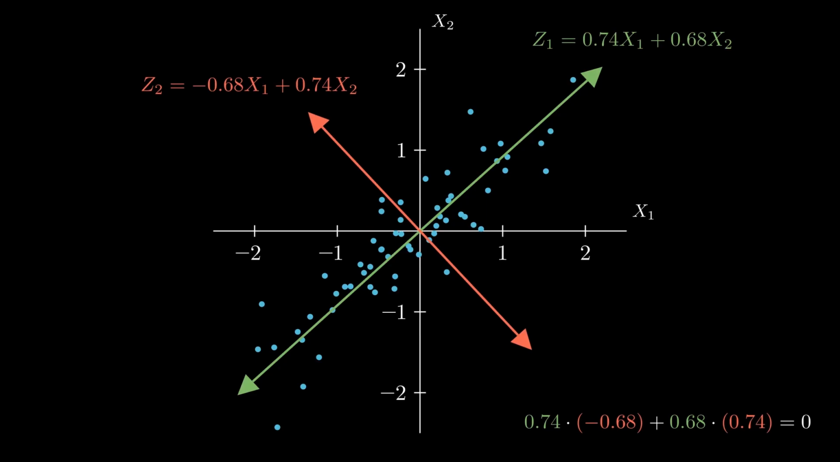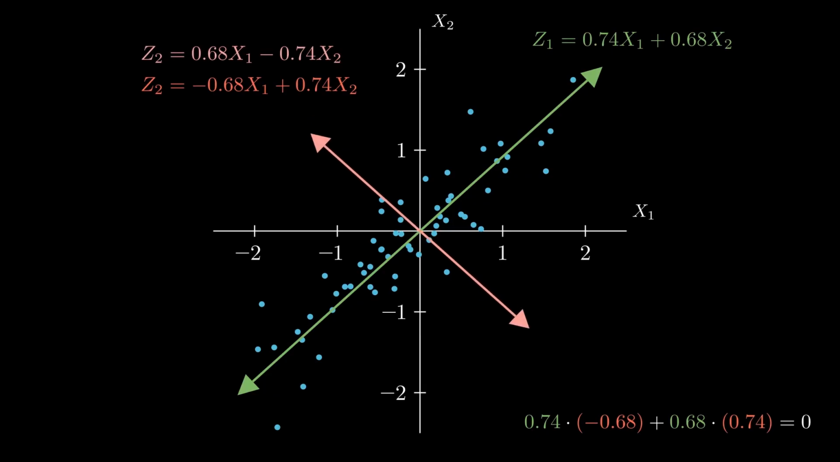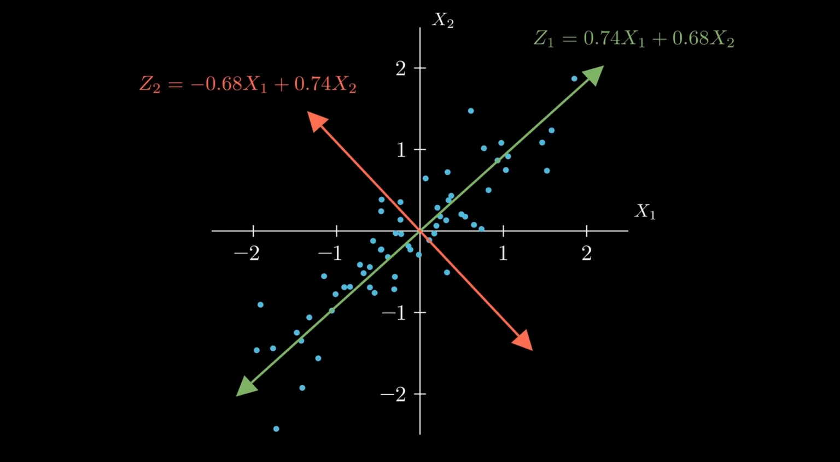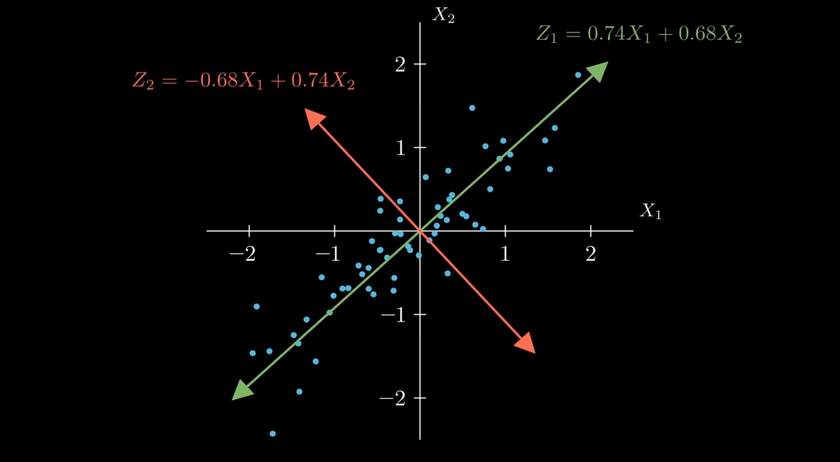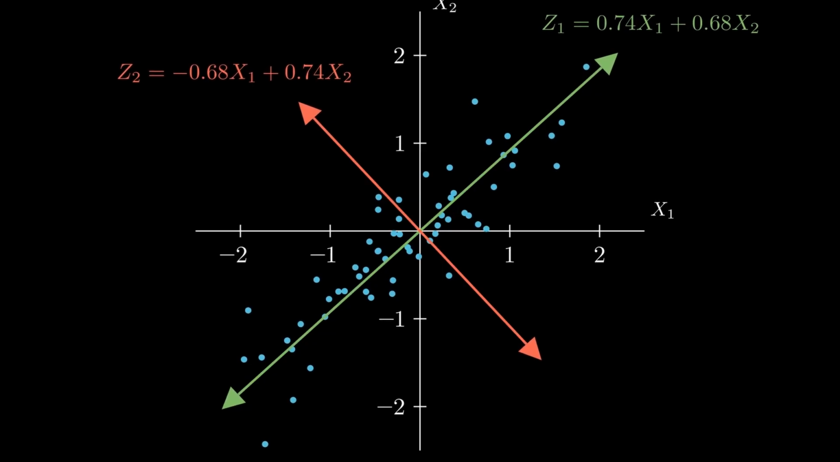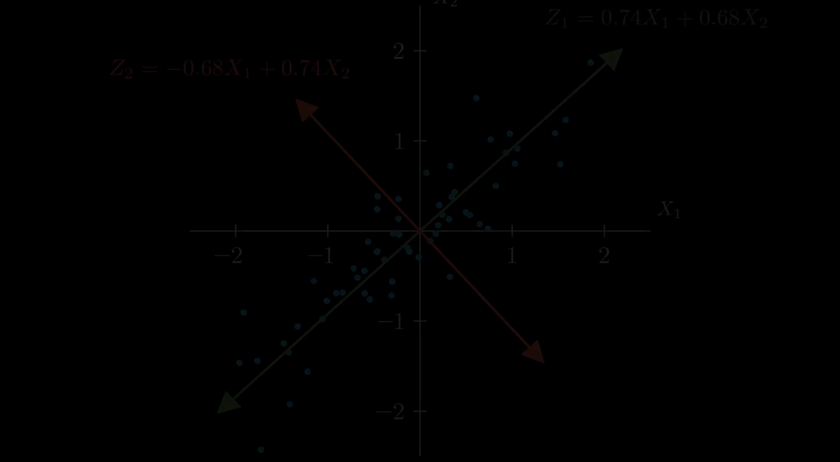Geometrically, this implies that the two vectors are perpendicular. Since z2 is perpendicular to z1, it is unique, but only up to a sign flip. Thus, there are only 2 possible vectors that are perpendicular to z1. While z2 explains less variation than z1, together they provide a complete representation of this 2-dimensional data. In higher dimensions, this process iterates, adding components that maximize remaining variance while remaining perpendicular to all previous components.